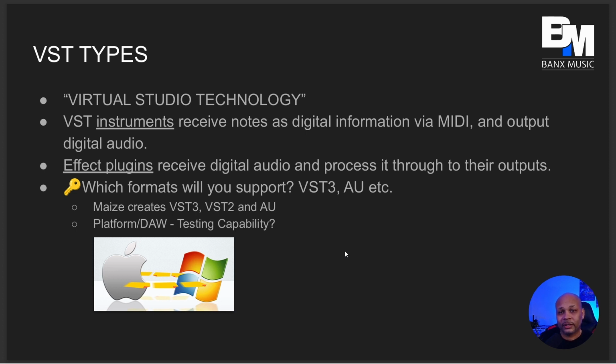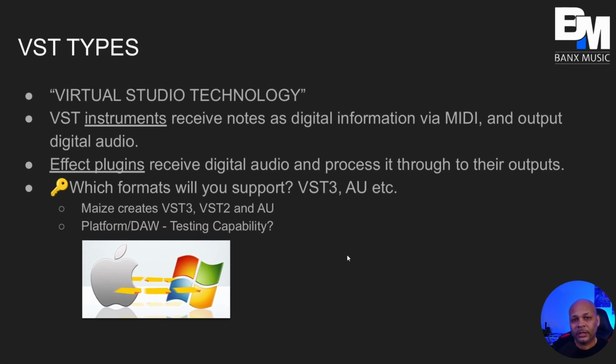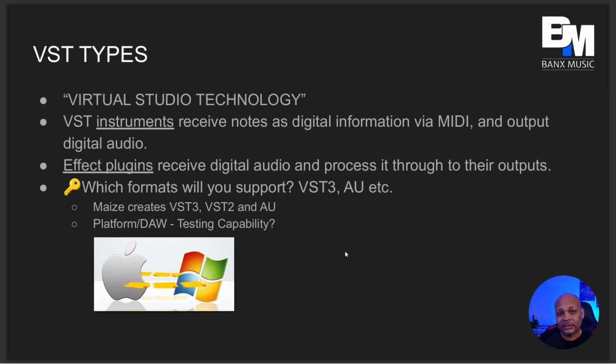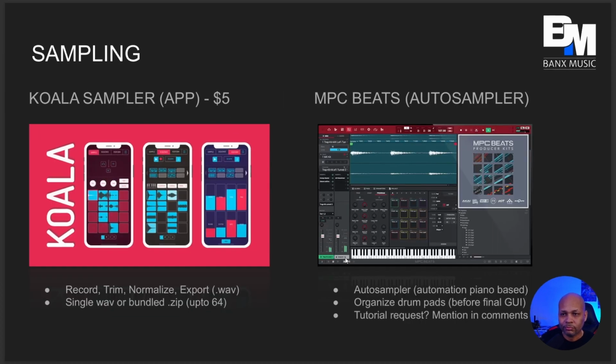The key thing I want you to think about is, when you're designing software, think about compatibility. Luckily for us, Maize Sampler supports Windows and Mac. So we'll do VST2, VST3, and Audio Unit. And the last thing is testing. I had a good friend that helped me test my plugins. Whether I have a PC or a Mac, I can test both platforms. I use a PC and also have a Mac Mini M2.